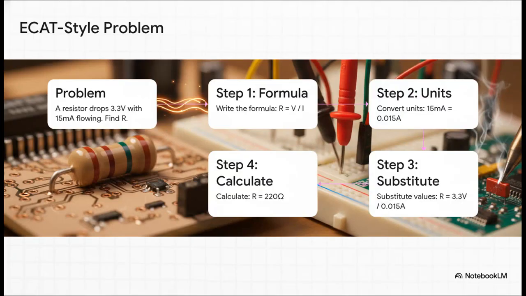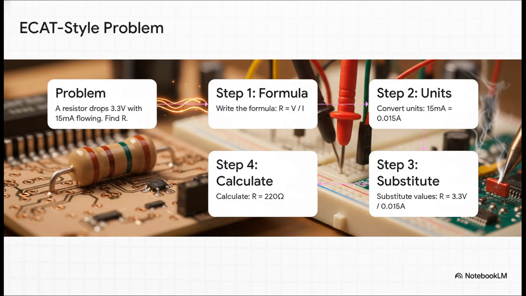Let's work through a problem you totally see on your ECAT. You've got 3.3 volts across a resistor and 15 milliamps of current flowing through it. What's the resistance? First, we rearrange our formula. R equals V divided by I. Now, and this is the number one spot where people make mistakes, you have to convert your units.